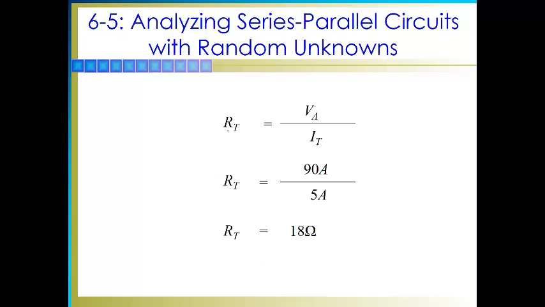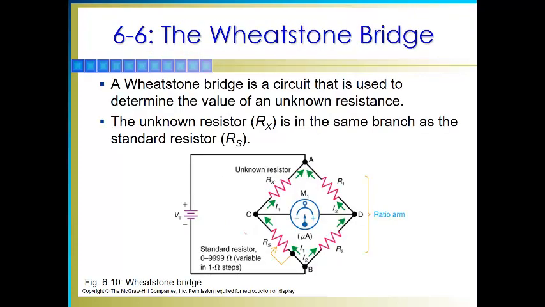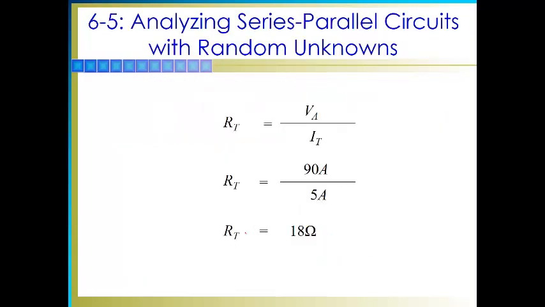What is the total resistance? Again, as we calculated, this is the total voltage divided by the total current, and that would be 90 divided by 5, which gives you 18 ohms. That would be the total resistance. All right?